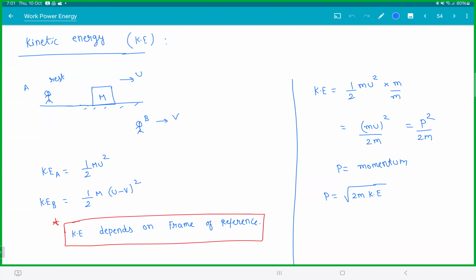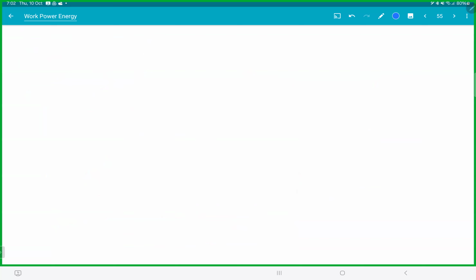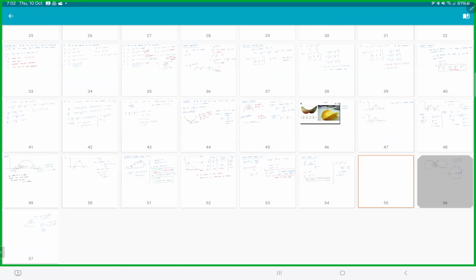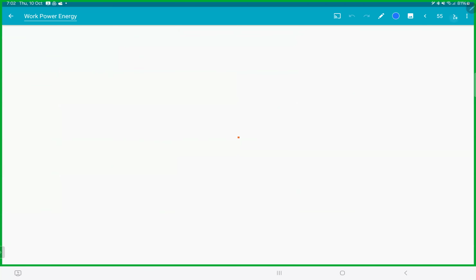So last thing we did was kinetic energy. Next thing: work energy theorem.